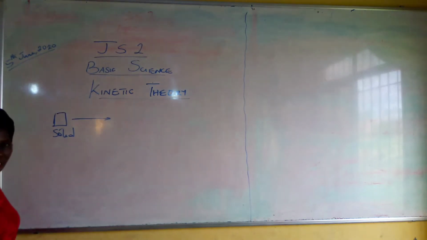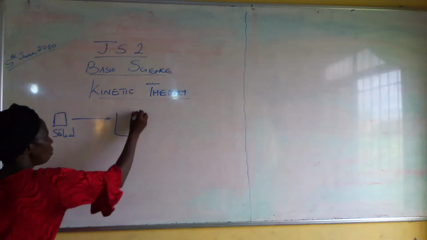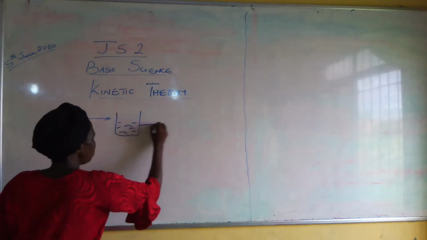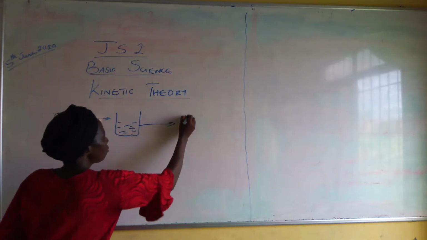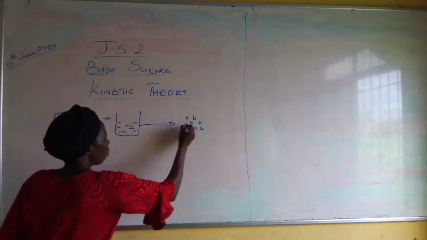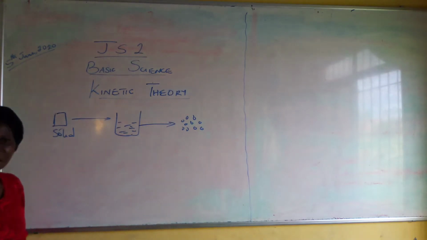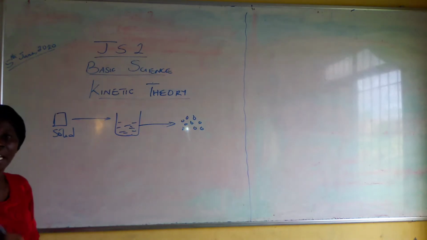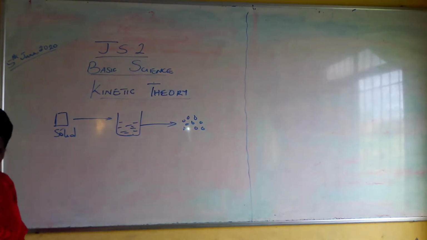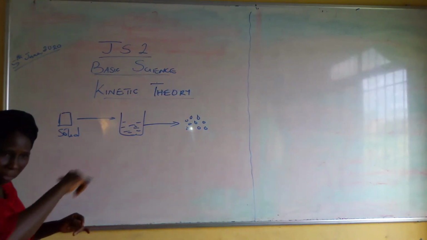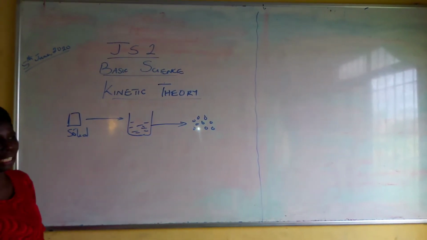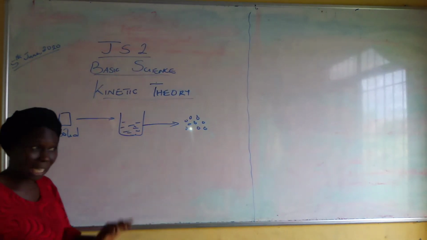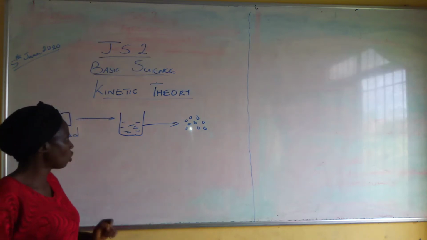When there is increase in heat, it may change to water, which is liquid. And when you still continue to heat, it can change to vapor, water vapor, which is in gaseous state. What we are talking about is that when there is increase in temperature, there may be increase in the motion of particles, which can result in the change of state of matter. Those are the three basic assumptions I want to give to you.